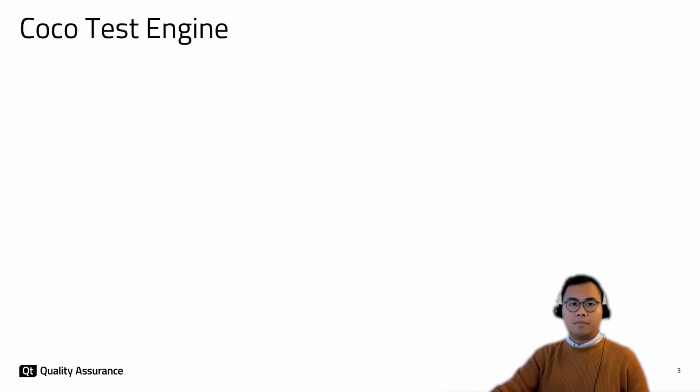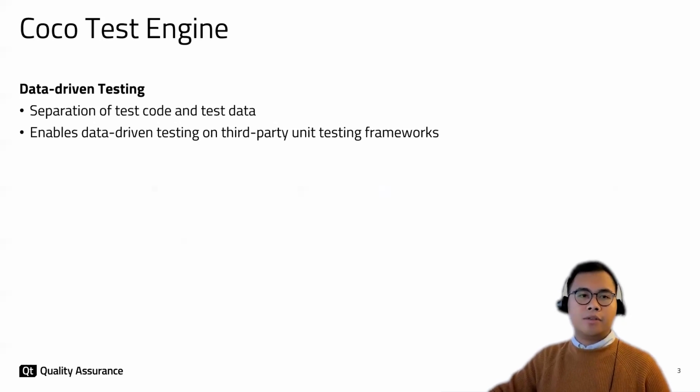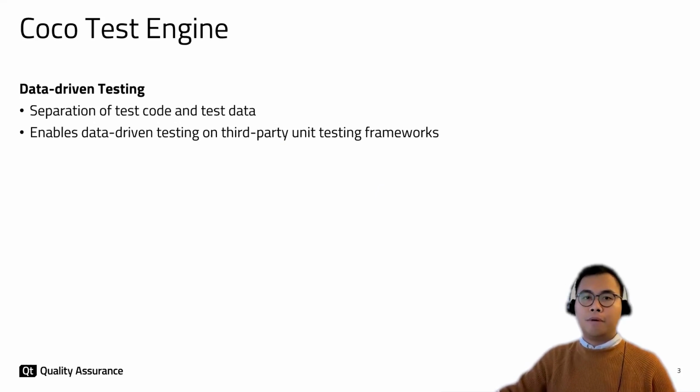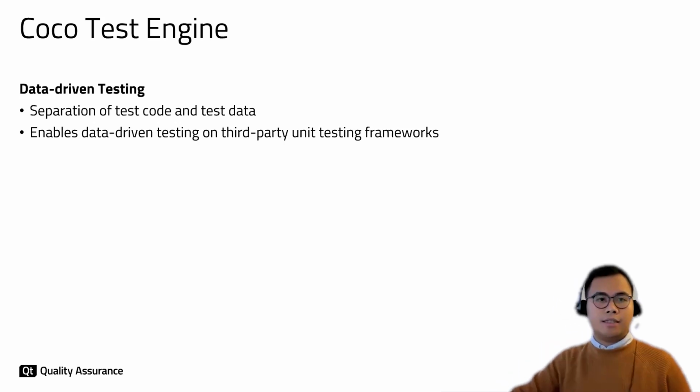To address these issues, we introduced Coco Test Engine. It offers a twofold solution to these problems. First, it provides a data-driven testing framework. This means that there is a separation of test code and test data, so that the same test code may be used for several items of the test data repeatedly. And it also enables data-driven testing on third-party unit testing frameworks, such as those that don't have data-driven testing yet, or those that use a different paradigm for performing data-driven tests.